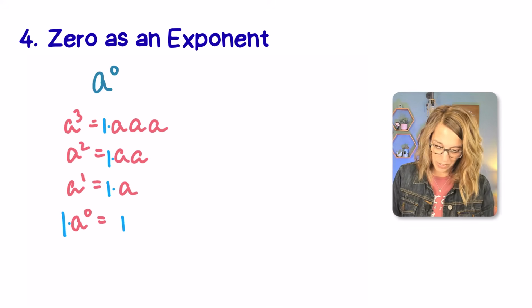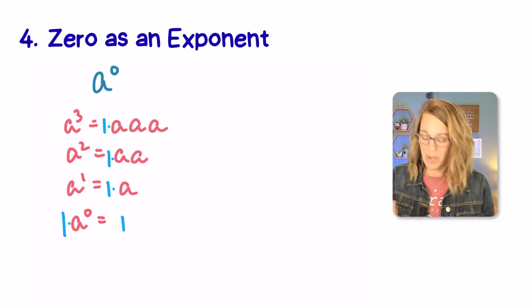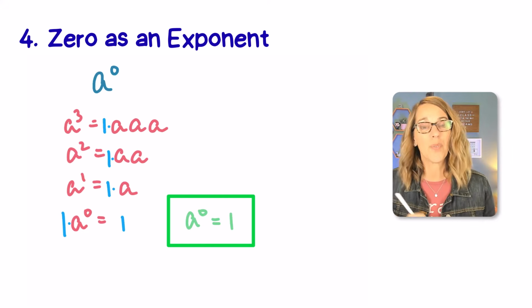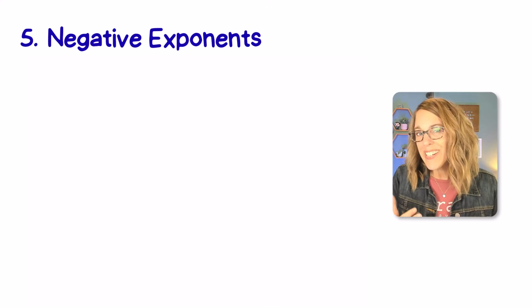Okay, so what does this rule look like? This is an important one to have memorized, but here's our rule. A to the 0 power is equal to 1. Next up are negative exponents.